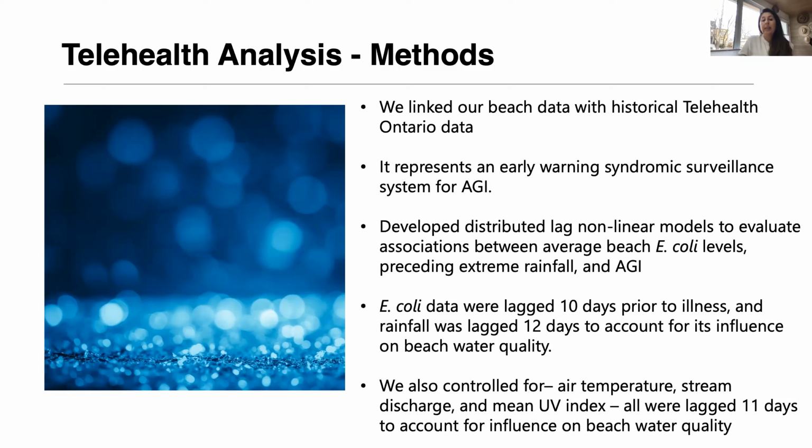What we did is we lagged E. coli data 10 days prior to illness because we know that E. coli exposure in the preceding 10 days could result in illness. And then rainfall, we lagged it by 12 days because of that 48-hour cumulative rainfall that we like to account for. So essentially, the preceding 12 days and then essential exposure at any point in that time period. And then we controlled for some other environmental variables such as air temperature, stream discharge, mean UV index, and those were all lagged 11 days just to get that 24-hour preceding environmental exposure.